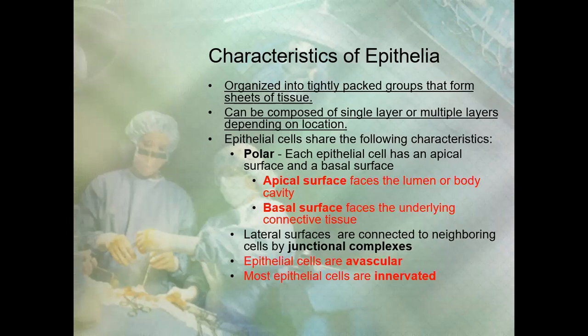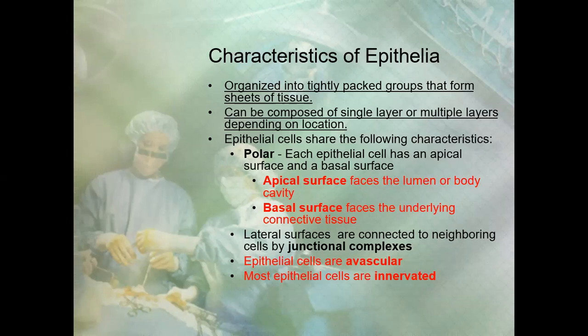Epithelial cells are avascular. Tell me what avascular means. What is the prefix a? Without. And most are innervated, meaning they do have nerve supply. Well, that makes sense because it's how our body is sending messages to our brains. So we do have nerves, but we do not have active vasculature. So those are kind of our characteristics of our epithelium.